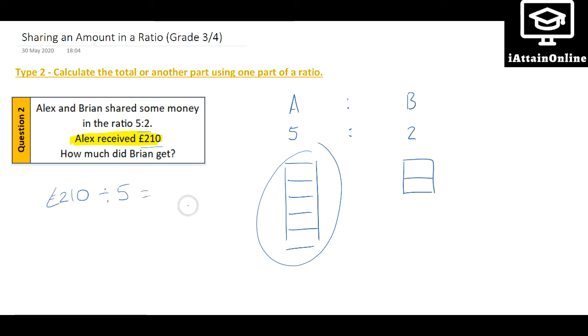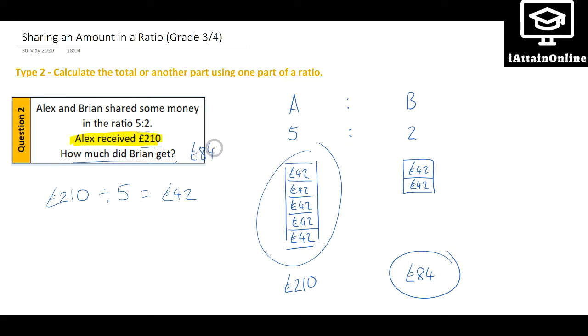So we're actually doing 210 divided by 5, and if I did that, that tells me that every single box is worth £42. So I can fill those in. And then you can just add them all up. So we already know that's £210. This one here is going to be £84. So now we can go back and answer the question, how much did Brian get? Well, Brian just got this £84. And that's all there is to that one. You just need to be very careful and watch out for the wording of the question. Okay, 2 more examples.